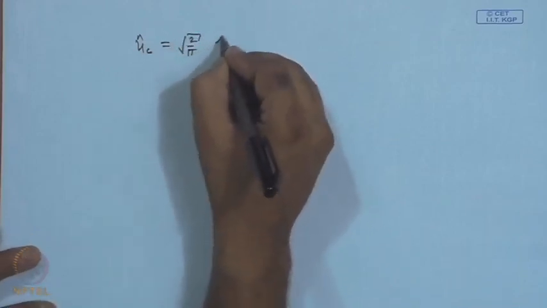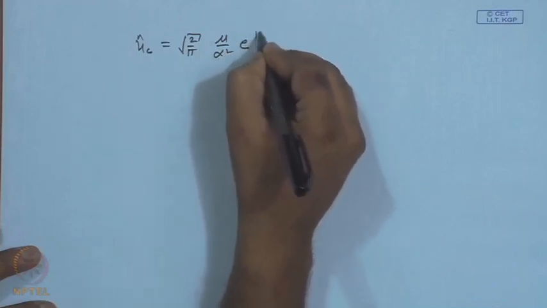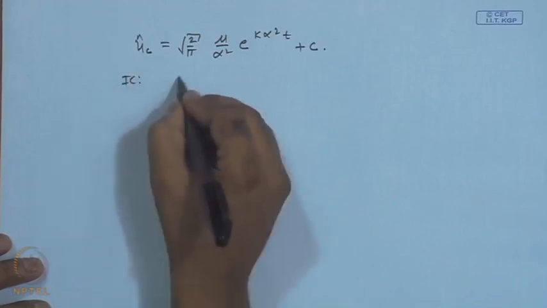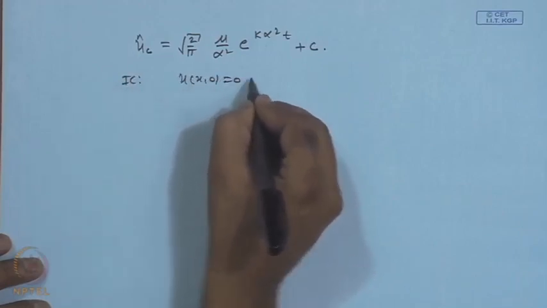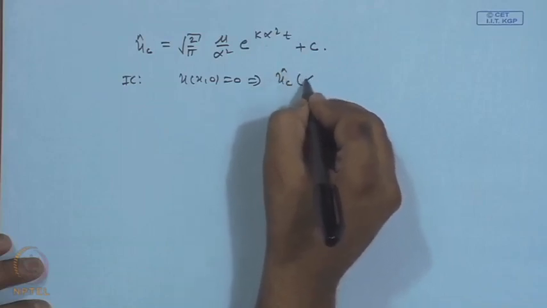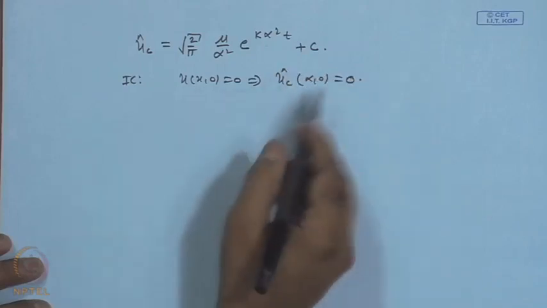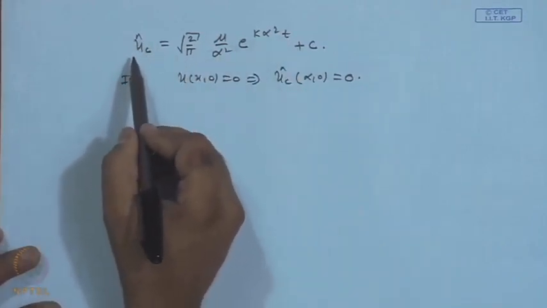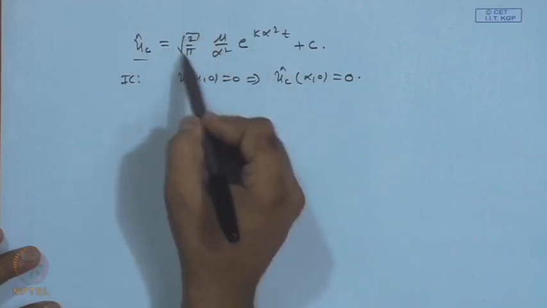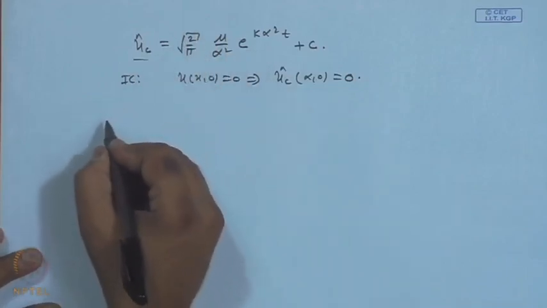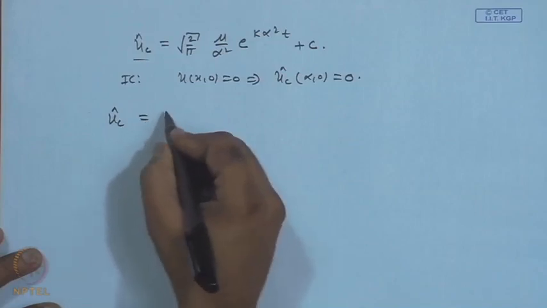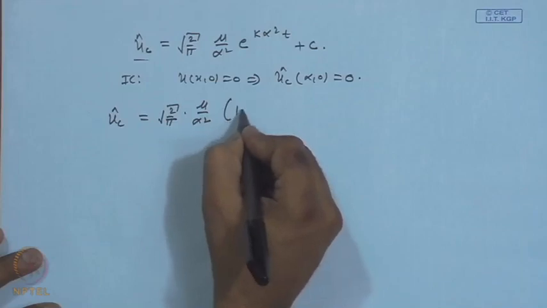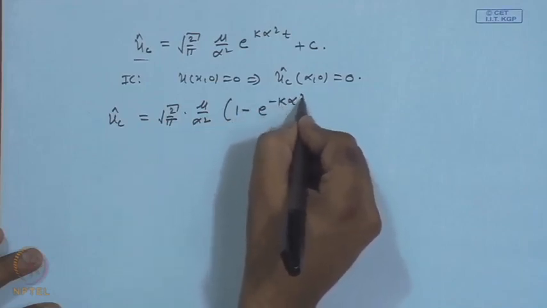It is square root of 2 over pi, mu over alpha squared, e^(k alpha² t) plus a constant, and again the initial condition is given that u(x, 0) is 0. So, we will get u_c hat (alpha, 0) is 0, and if we put it here we will get this c. So, this is 0 and this will be 1. So, c will be minus of this. Then we get u_c hat is square root of 2 over pi, mu over alpha squared, times 1 minus e^(-k alpha² t).